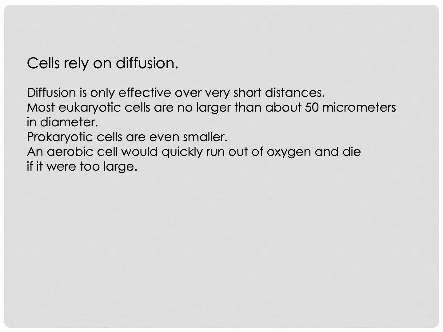Cells rely on diffusion. Diffusion is only effective over a very short distance. Most eukaryotic cells are no larger than about 50 micrometers in diameter, and prokaryotic cells are even smaller. An aerobic cell would quickly run out of oxygen and die if it were too large.